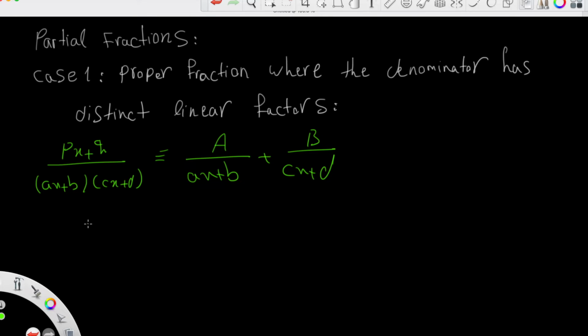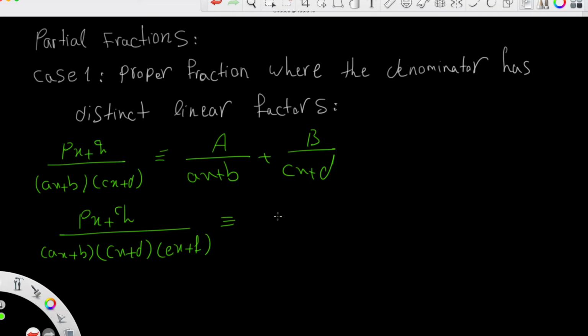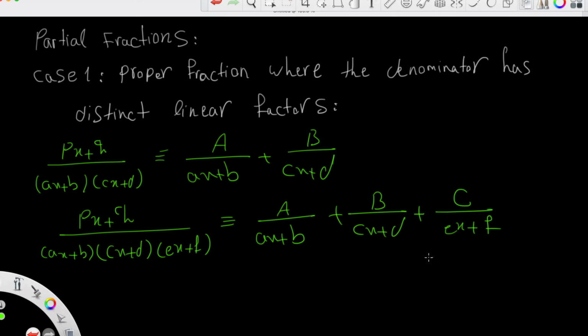Now, if you have 3 factors, you can actually use the same method: (px + q) over (ax + b)(cx + d)(ex + f). It's the same. It will be A over the first factor plus B over (cx + d) plus C over (ex + f), where A, B, and C are actually unknown coefficients to be found. Now let's see some examples.